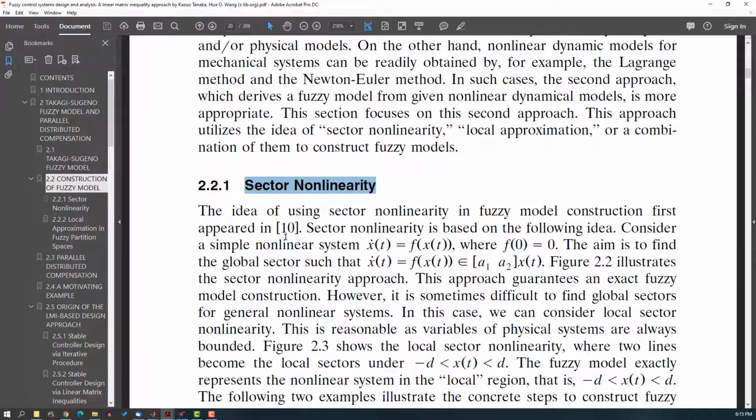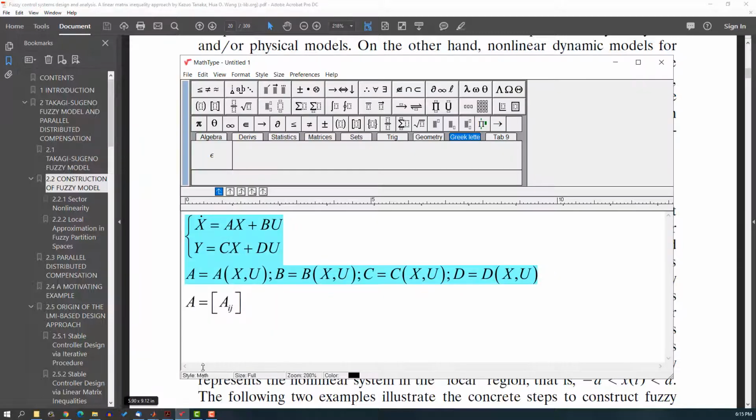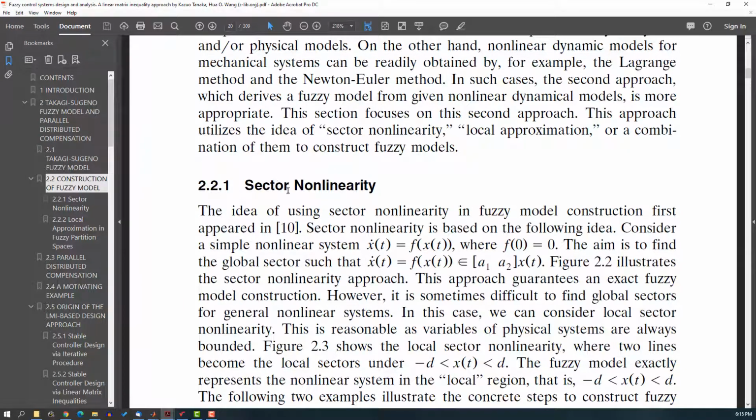So the idea of sector nonlinearity is, for example, your matrix A, here a matrix with let's say 4 elements. There are 2 elements that depend on the state or depend on the input. So those elements will be nonlinear sector, or sector nonlinearity.